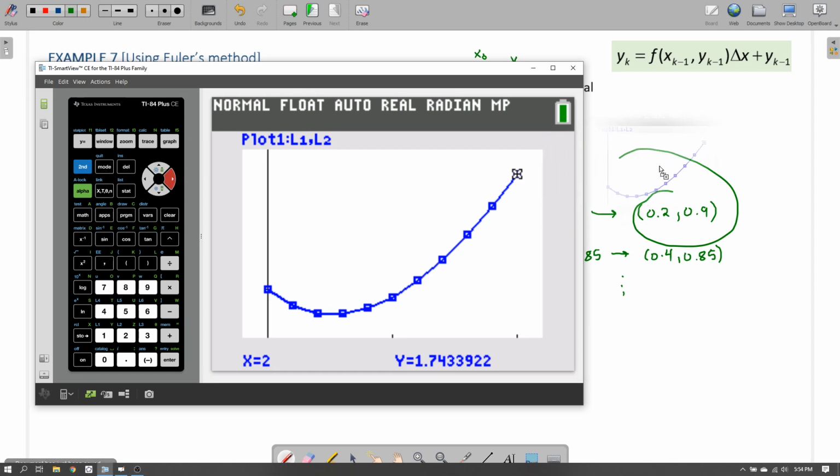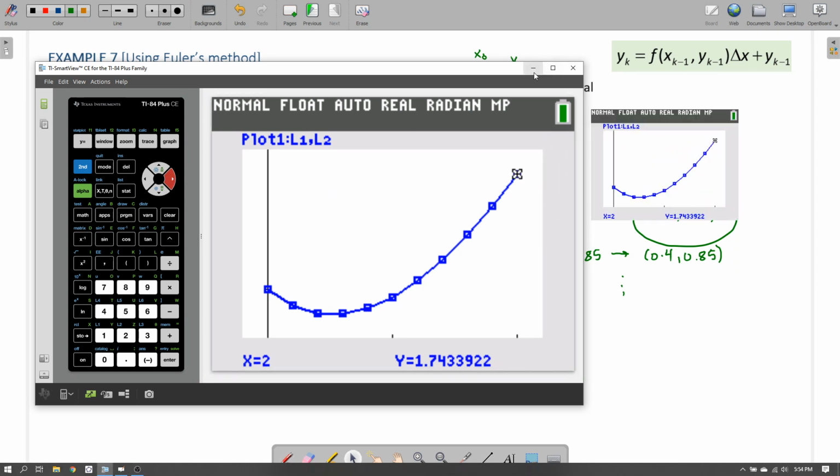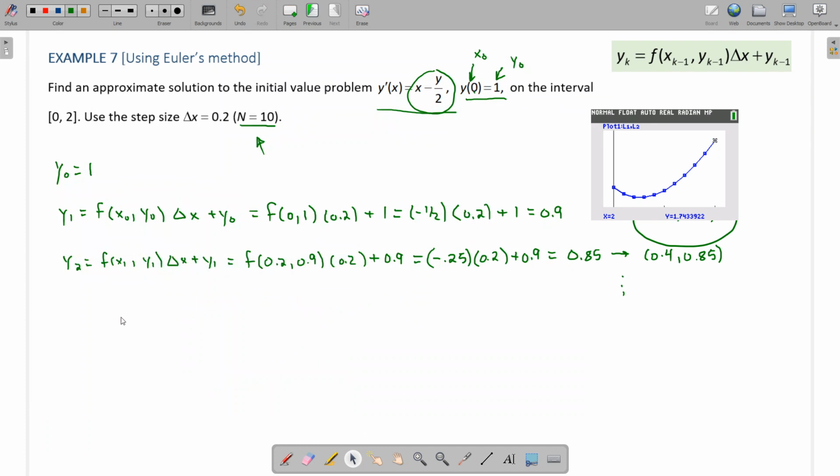So that would be our final point if they were asking for what is the approximation for, what do they want to know, y of 10 approximately, or sorry, not 10, in this case 2 was our final point. Y of 2 would be approximately equal to 1.743. So the program should make that quite a bit easier as long as you can get that onto your calculator.